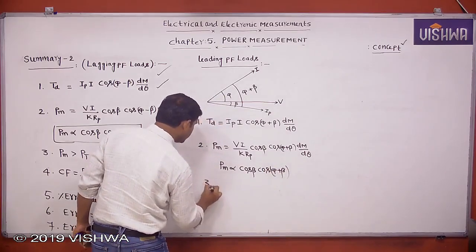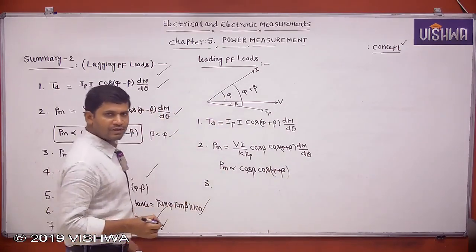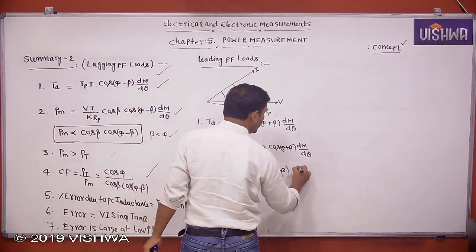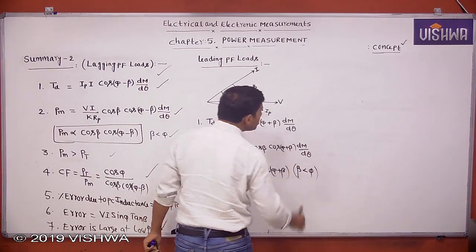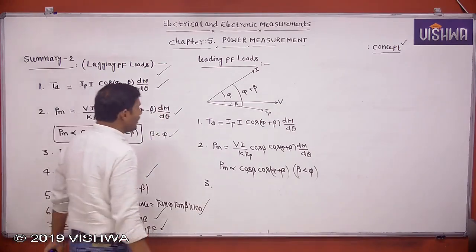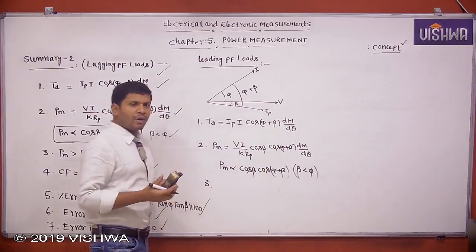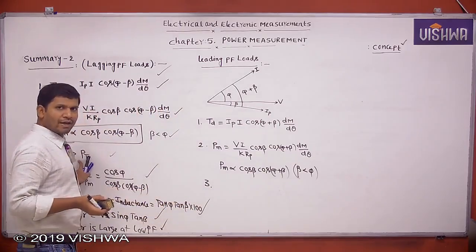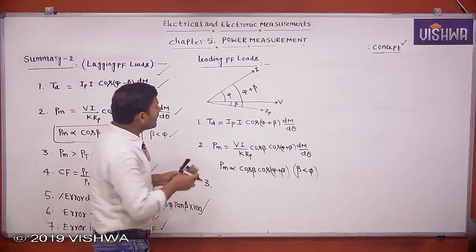Next, this formula I derived with the assumption of beta less than pi only. With the assumption of beta less than pi. Now, what is the measured power? Here, measured power is greater than true power we are getting. Then we can apply the concept here.